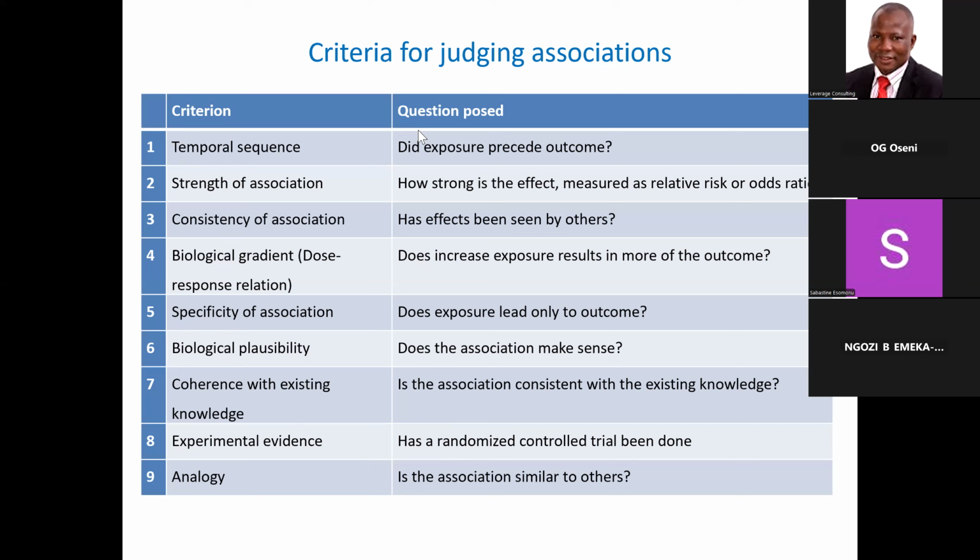And the last one is analogy. Is the association similar to others? If the association you are studying, is it similar to others? Maybe there are other risk factors also for that disease. So if you look at it, you see that the most important thing is number one. The least important is the last one.